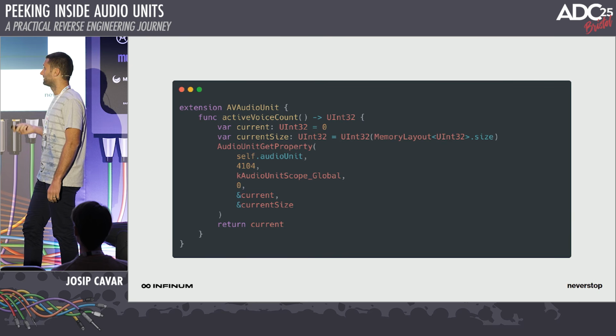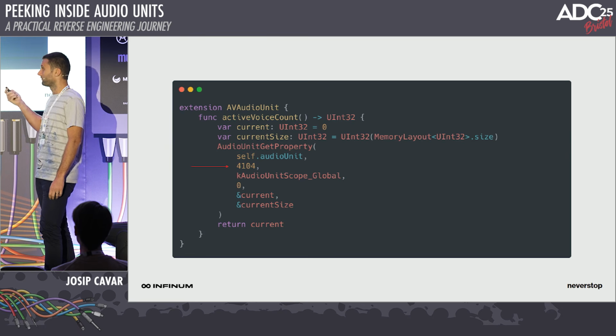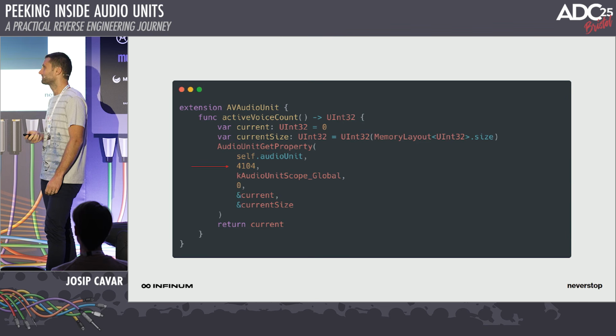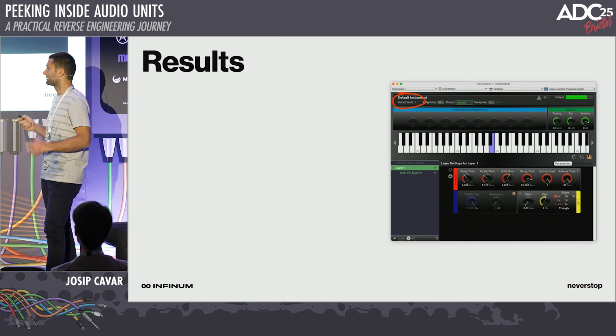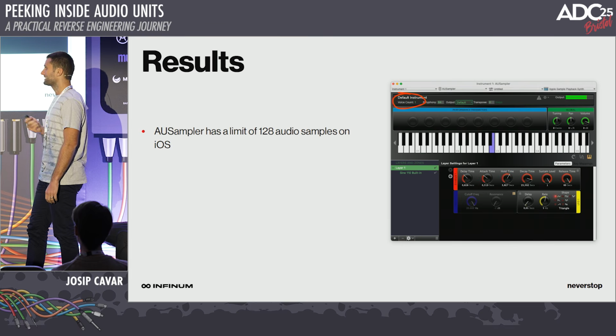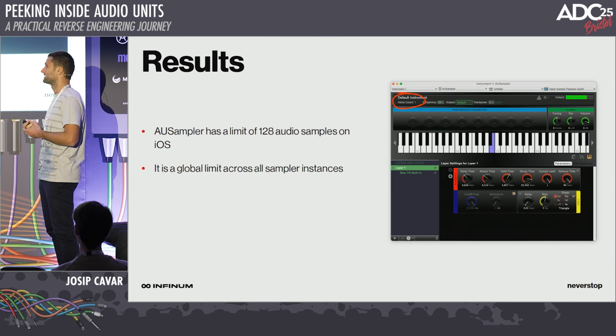So we just extend AVAudioUnit and call AudioUnit get property, and the only interesting value here is this 4104, which identifies voice count. So this was fairly successful. We were able to implement this in our own app. We were able to see voice count and how it changes and answer the questions that led to this. And the results are even more unfortunate. On iOS, the limit is 128 concurrently playing audio samples. And this is a global limit across all sampler instances in your app. So at least we knew what we are working with, and we could design our instruments so as not to hit this limit.